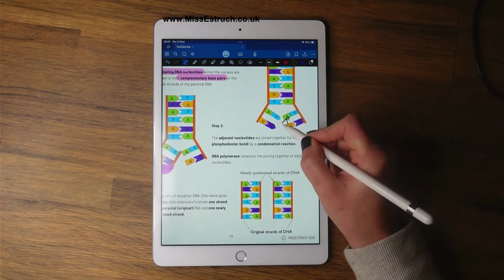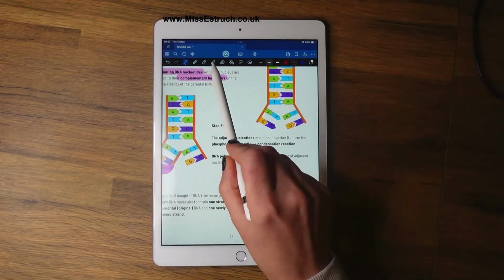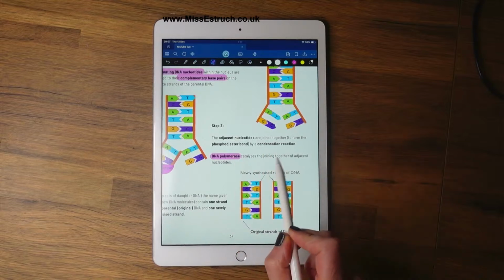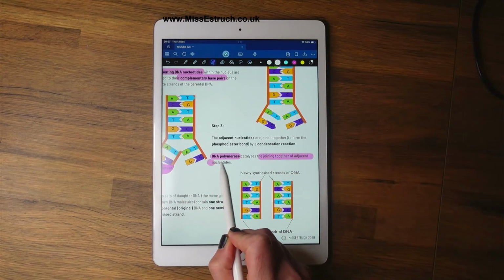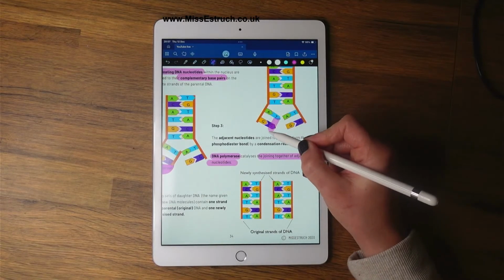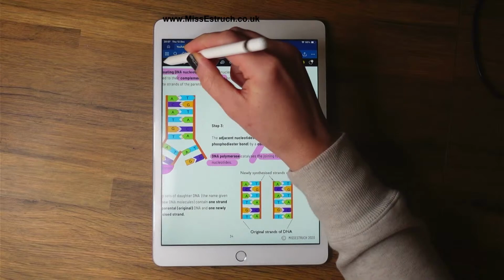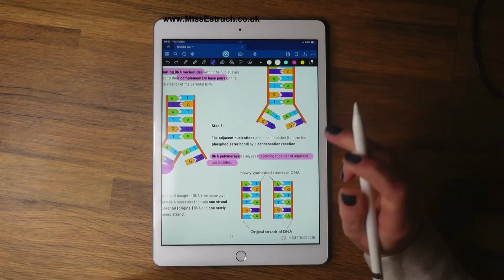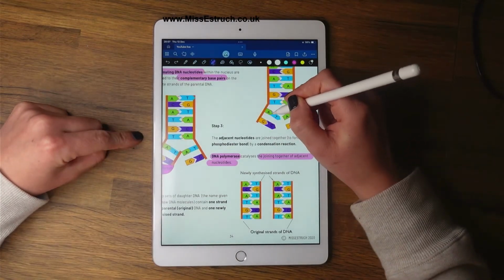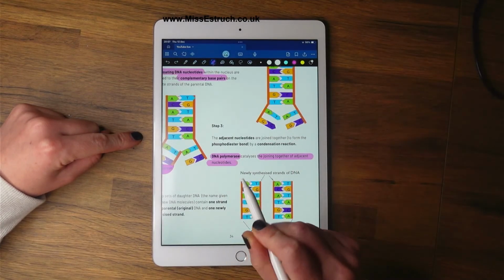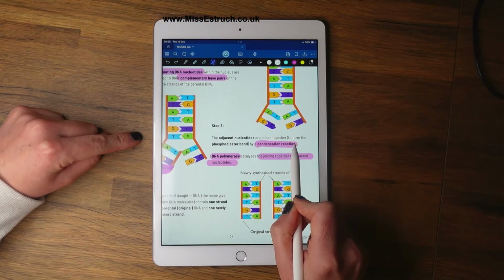I'm just going to get rid of that now. So that's then what happens. And this is the role of DNA polymerase. DNA polymerase joins together adjacent nucleotides. So what that means is it's joining together the nucleotides to create the new polymer chain. It's not joining together nucleotides, the complementary base pairs, it's the adjacent ones. And you do need to be really clear on that it's not the complementary base pairs, it's adjacent nucleotides. And that is by a condensation reaction.